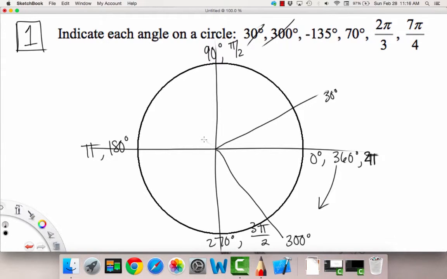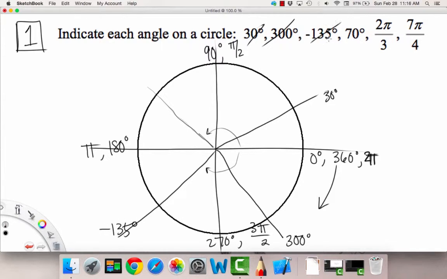And 45 is actually half of a quarter, right? So a positive 135 would be here, but we want the negative kind, so we want to rotate this way instead first. So we're going to end up halfway in between 180 and 270. So this is our negative 135 degrees.